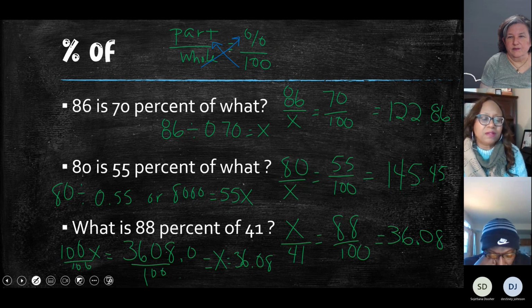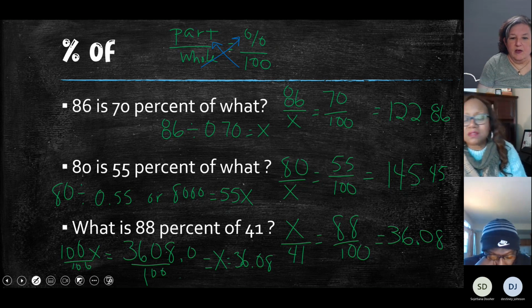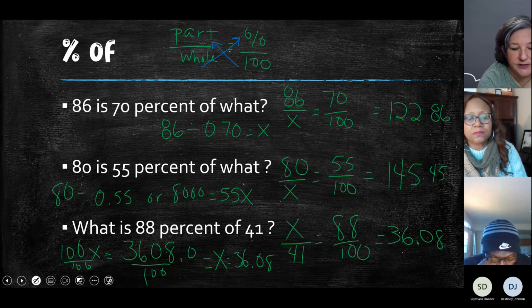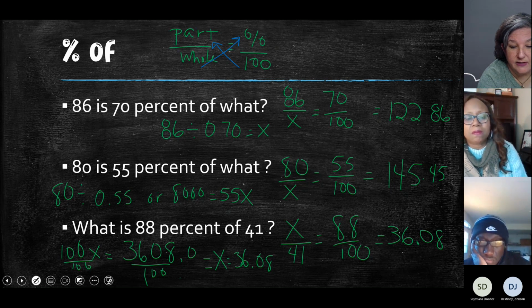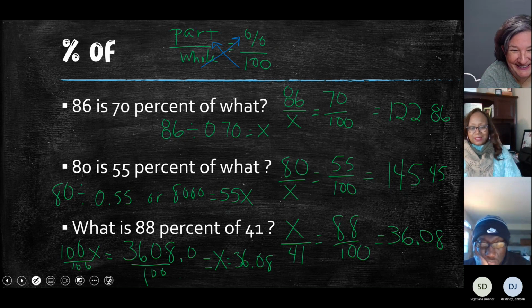But what about the other part? 100x over 100 equals, I'm probably missing one little sentence. Well, because I multiplied 41 times 88, and that's 3,608. And so we're going to divide both sides by 100. So we have x equals 3,608 divided by 100. Okay, I'm going to have to practice that one. It's just the steps. That's good.